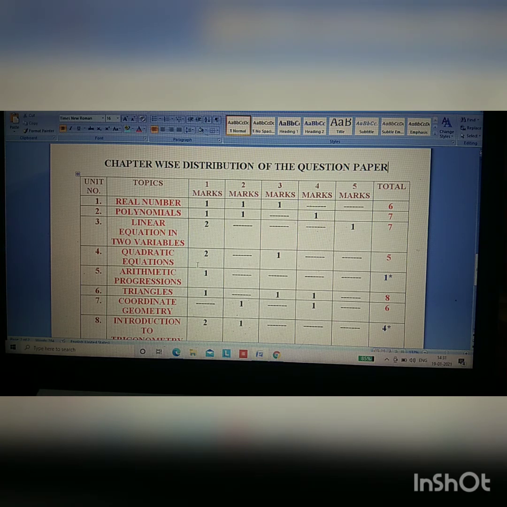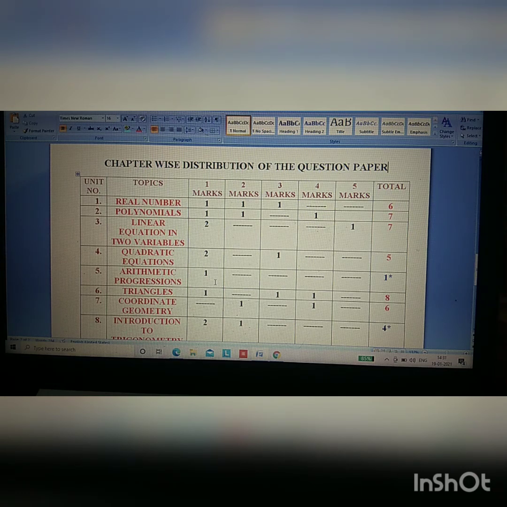Further, quadratic equations: 2 questions of 1 mark, 1 question of 3 marks, total weightage is 5 marks. AP, really doubtful, really shocking, but this time the sample paper contains only 1 question of 1 mark of AP, which is a little bit different, a little bit shocking.